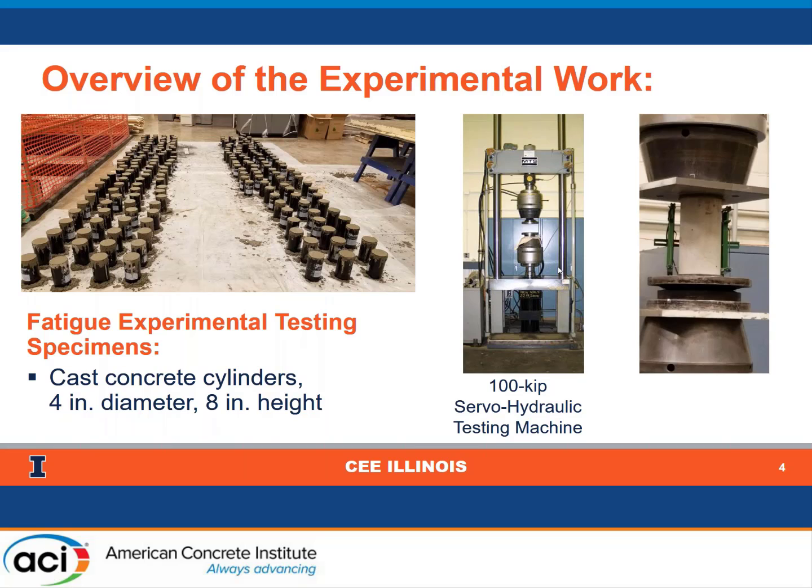In this next photo, you can see a cylinder specimen being placed in the servohydraulic testing machine. What you see here in green is known as an extensometer. Essentially, it's two LVDTs placed on either side of the cylinder, and we were measuring the change in length of the specimen as it was subjected to fatigue loads, and the output was an average of the two LVDTs.